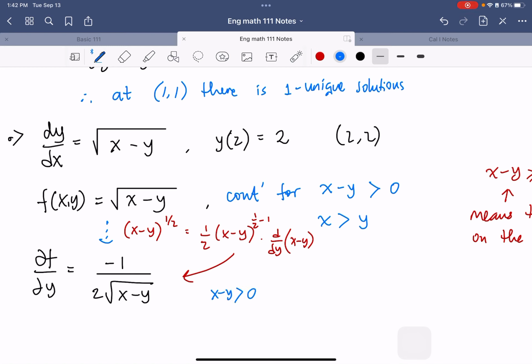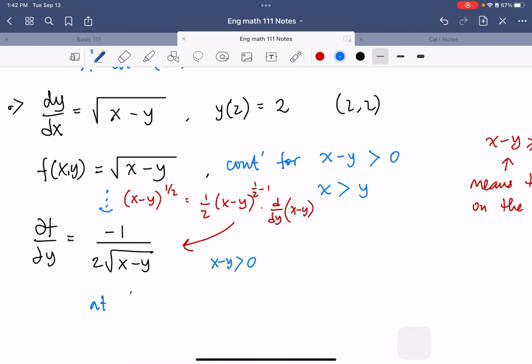So we can say that because of our initial condition, at the point (2, 2), if we plug in, there will be inconsistency, right? So we can say that at this point, we cannot guarantee existence. Okay, I think just writing we cannot guarantee existence is enough. Okay?